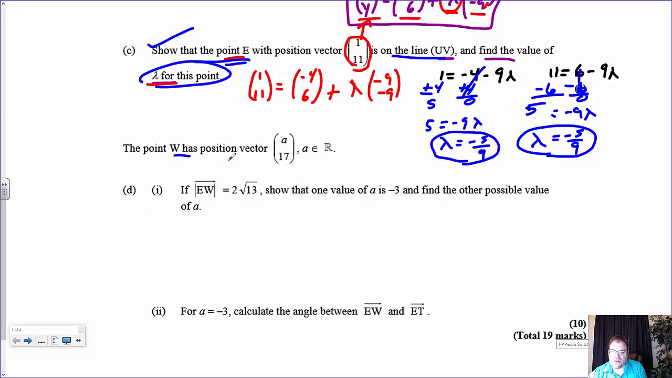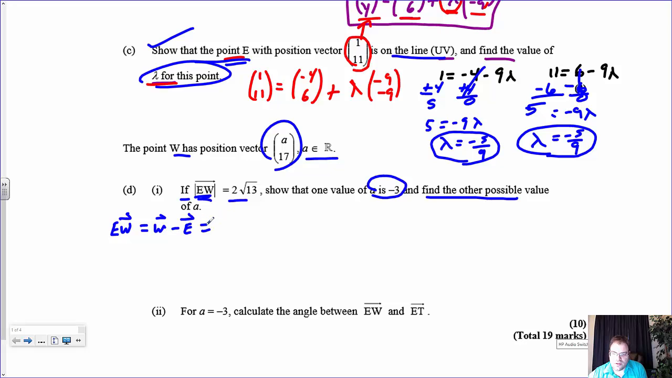All right. Keep moving on. The point W has a position vector a and 17. A is a real number. If the magnitude of EW from point E to point W is 2 root 13, show that one value of A is negative 3, and then find the other possible value of A. Okay, that's pretty straightforward, but the first thing I need to find is the vector EW. So let's define that. EW, a vector from E to W, is W where it ends minus where it begins, which is point E. The only thing I know about point W is that it's A and 17. I will subtract point E, and E, they told me up here, point E is actually 1 and 11.